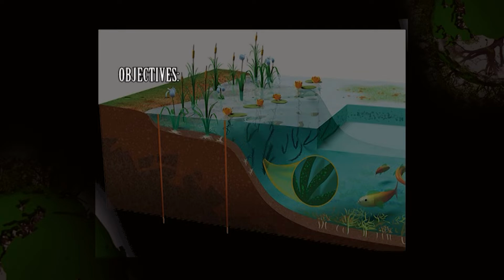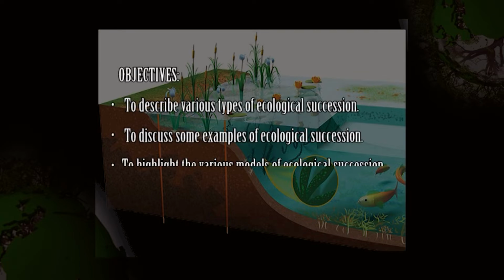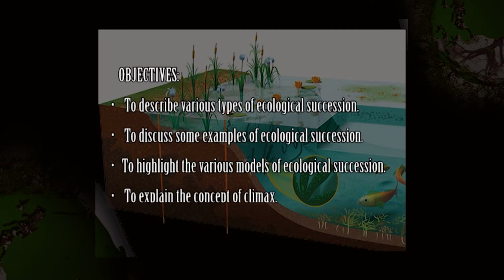Today we are going to discuss ecological succession, types and concept of climax community. The objectives of the present lecture are to describe various types of ecological succession, to discuss some examples of ecological succession, to highlight various models of ecological succession and to explain the concept of climax.